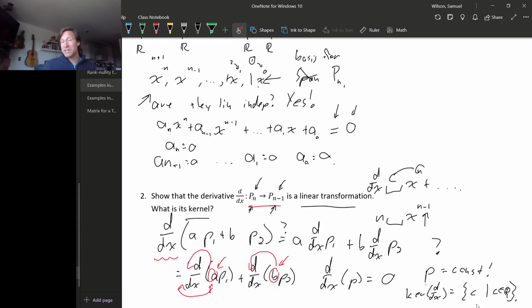This tells us in particular that this collection of polynomials is a subspace because it's the kernel of a linear transformation. Also, this subspace is clearly one-dimensional because it's the span of just the single polynomial 1. So the nullity of the derivative as a linear transformation from P sub n to P sub n minus 1 is 1.